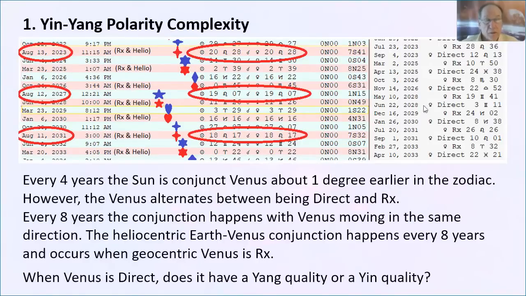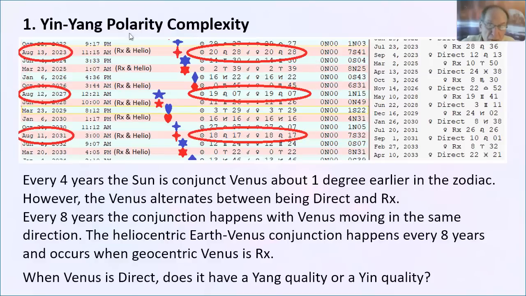Number one, the complexity of polarity. This yin-yang polarity is created by each successive Sun-Venus conjunction seesawing back and forth. You can think of this seesaw in several ways. One way is this. You'll have Venus retrograde when it's conjunct the Sun, then Venus is direct, then retrograde, then direct. It flip-flops between Venus retrograde and Venus direct.